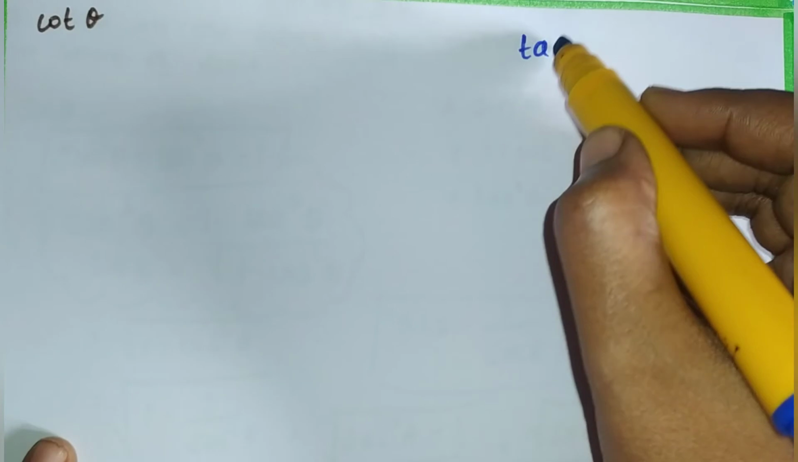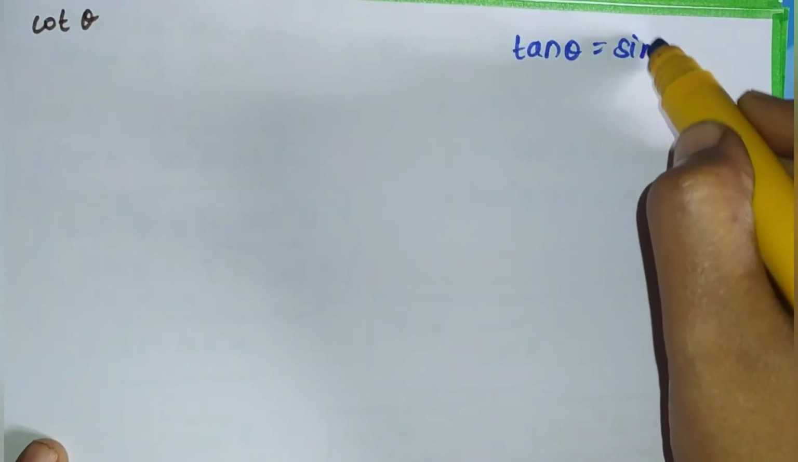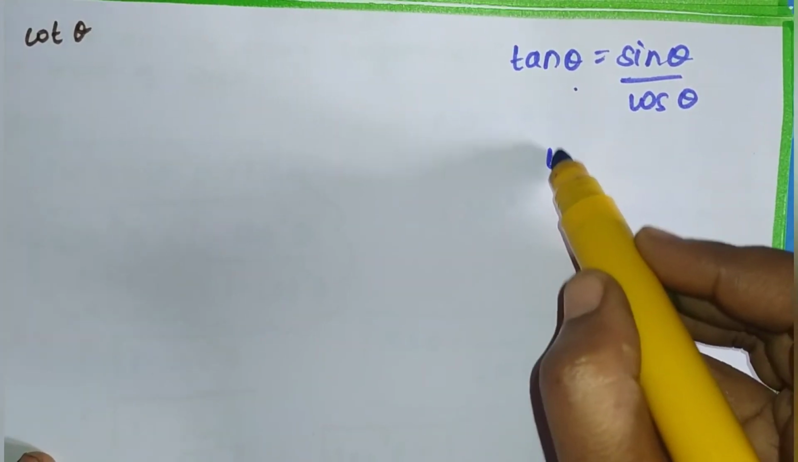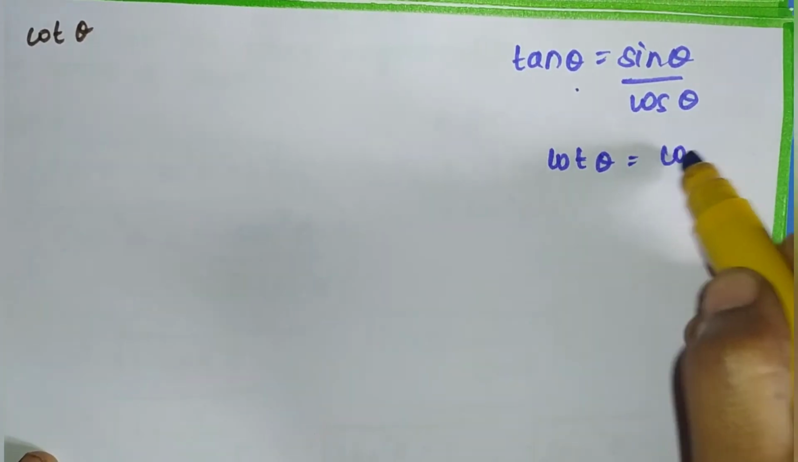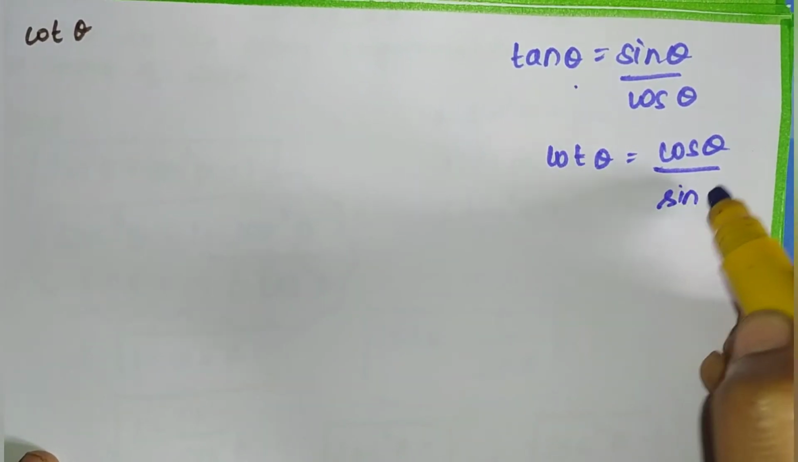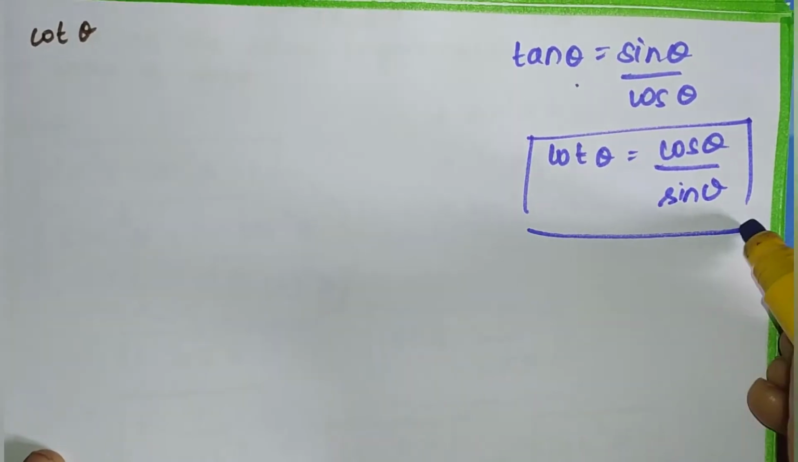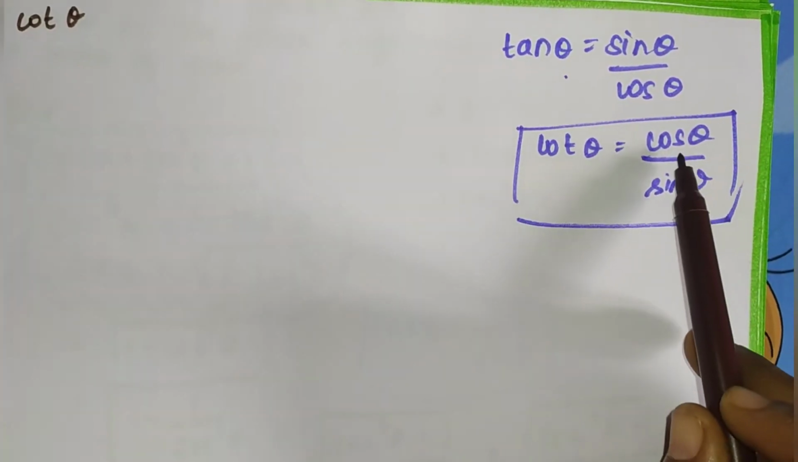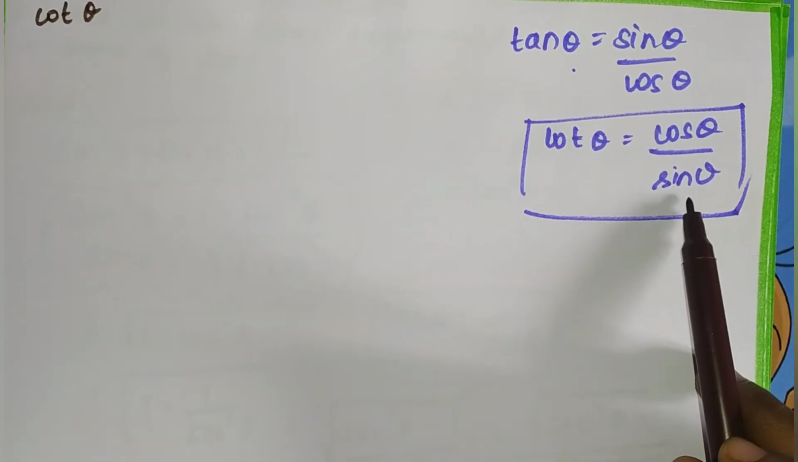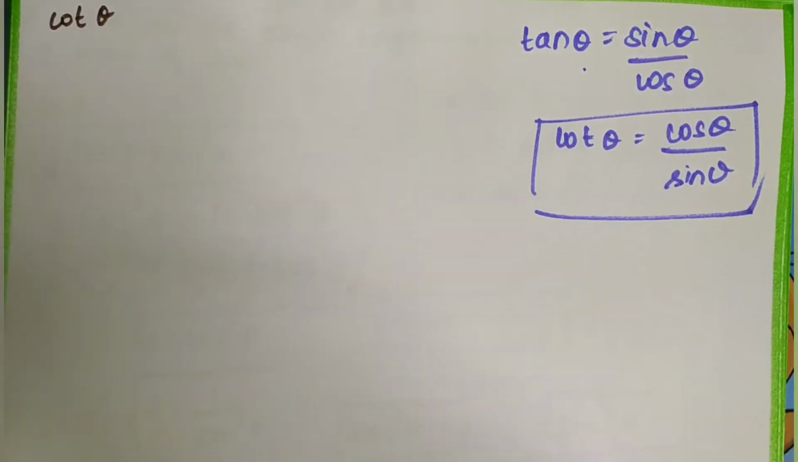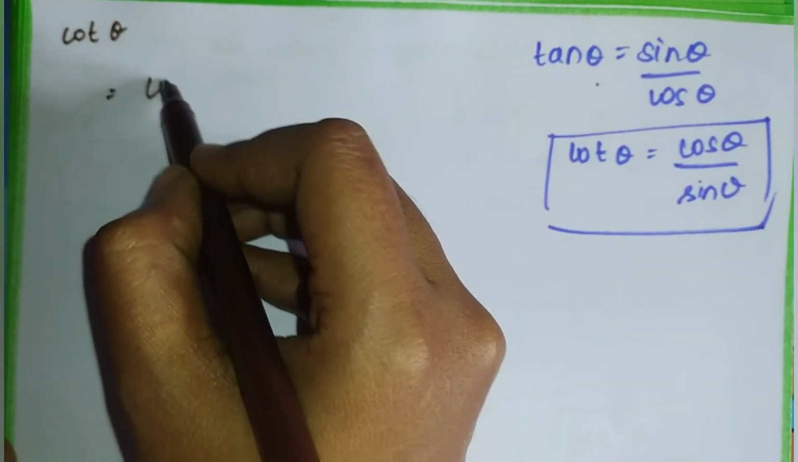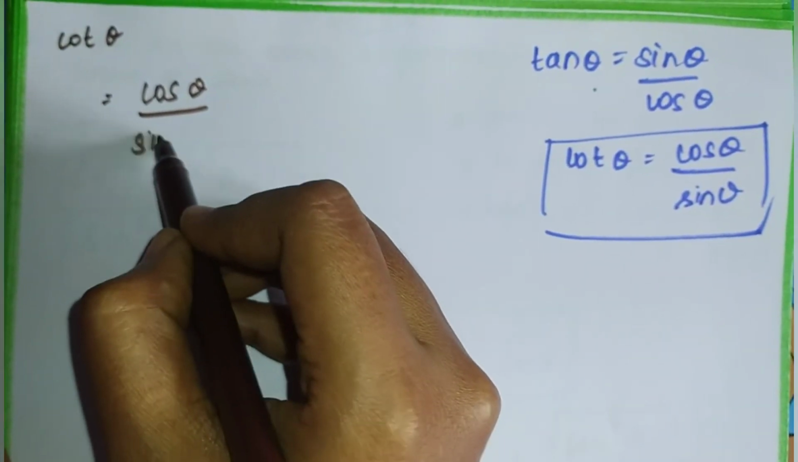Cot, because tan theta we can write as sine theta divided by cos theta. The reciprocal of tan is cot. Cot theta is equal to cos theta divided by sine theta. I am going to apply this formula, and we already expressed cos in terms of secant and sine in terms of secant. That I am going to apply here. Clear?